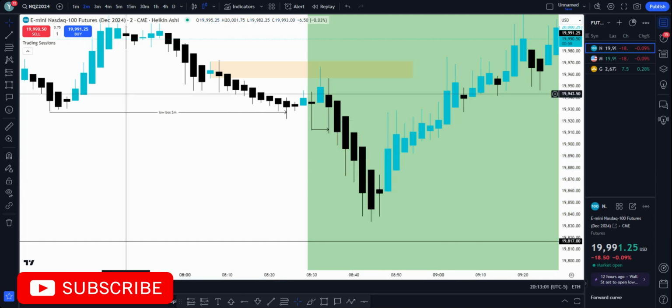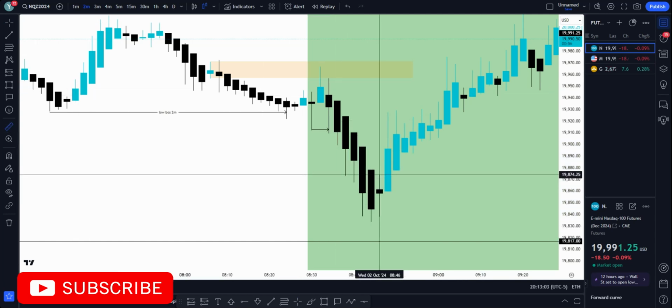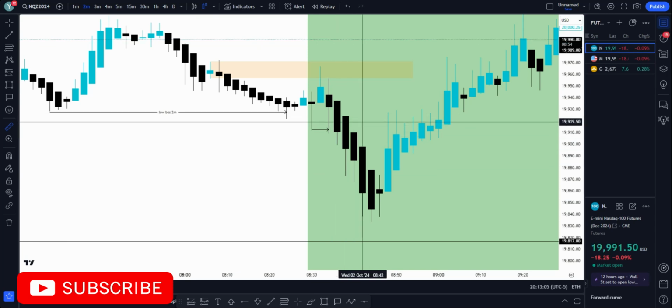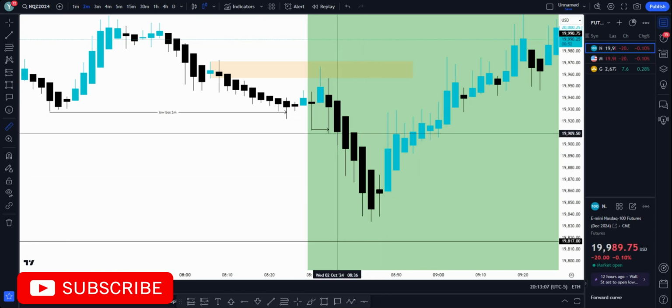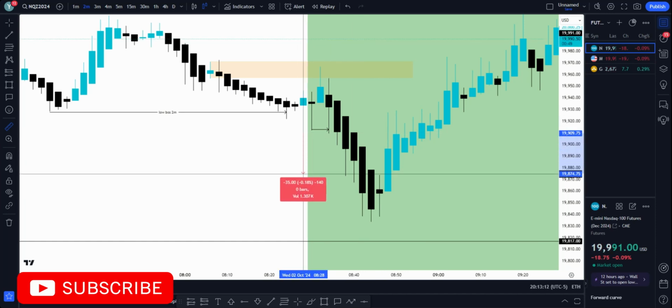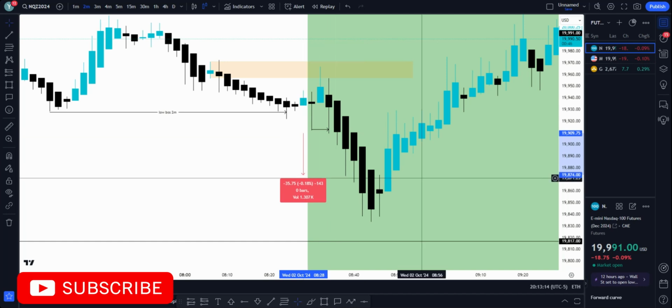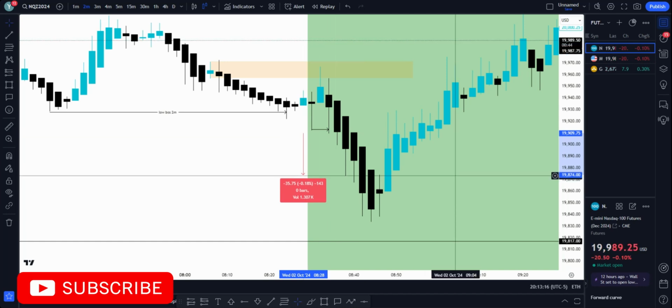You'd probably get out, there would be no TP. You'd probably get out somewhere right here because, like I said, you're trailing every candle, every candle, every candle. So if you got in right here, you're looking at, let's see, okay, 150 ticks, which is not bad if you do the math. Let me see. So that'll be 5 times 150. So yeah, about $750 if you went in with one contract.